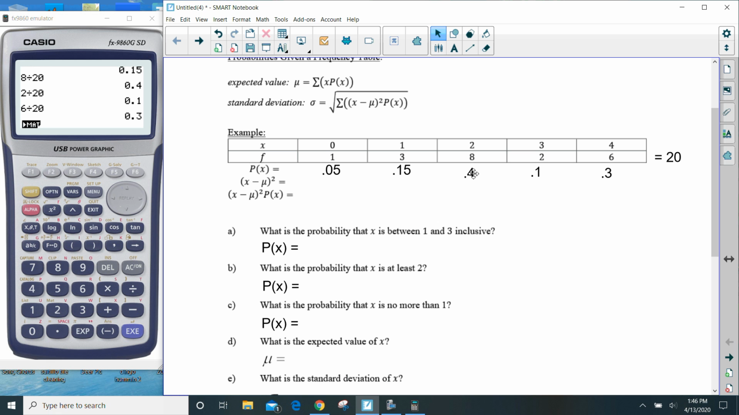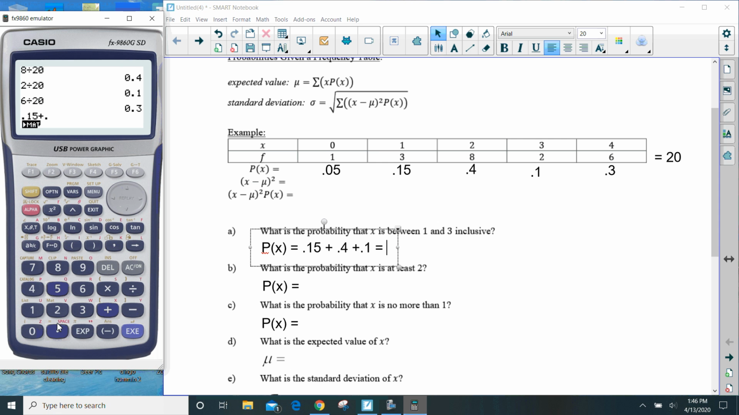All right, so with these as your answers, you can go ahead and do problems A, B, and C just like you did. How is that accomplished? What is the probability that it's between 1 and 3? Well, that'd be 0.15 plus 0.4 plus 0.1. You can add up the individual probabilities. So 0.15 plus 0.4 plus 0.1 is 0.65.